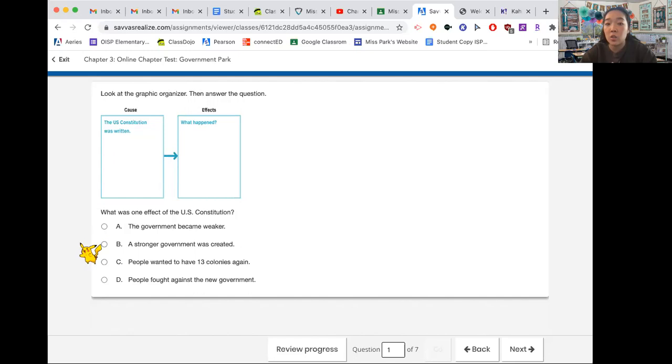Because the US Constitution was written, the government became weaker, a stronger government was created, people wanted to have 13 colonies again, people fought against the new government. What was one effect of the US Constitution? I believe that because the US Constitution was written, they were able to build a stronger government.